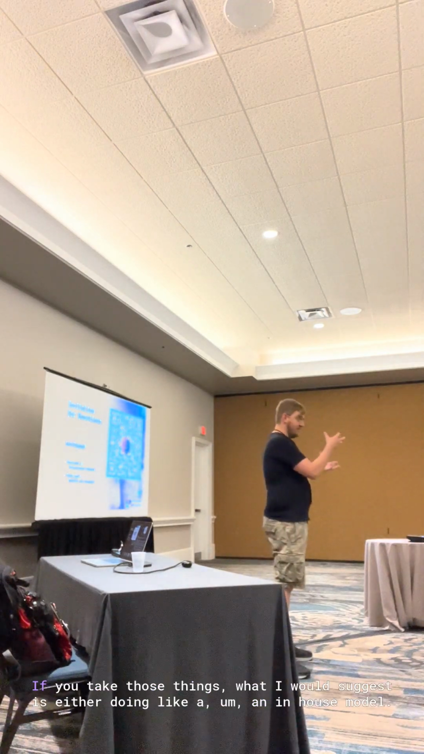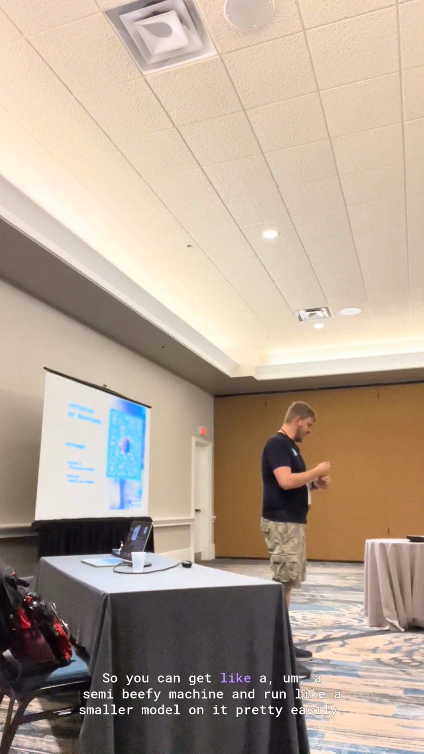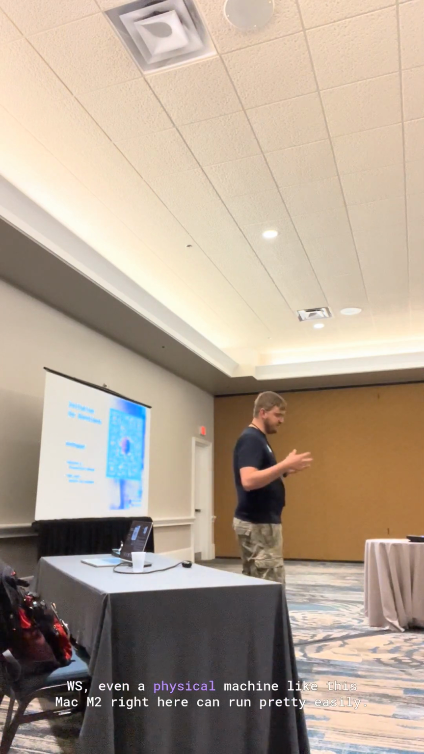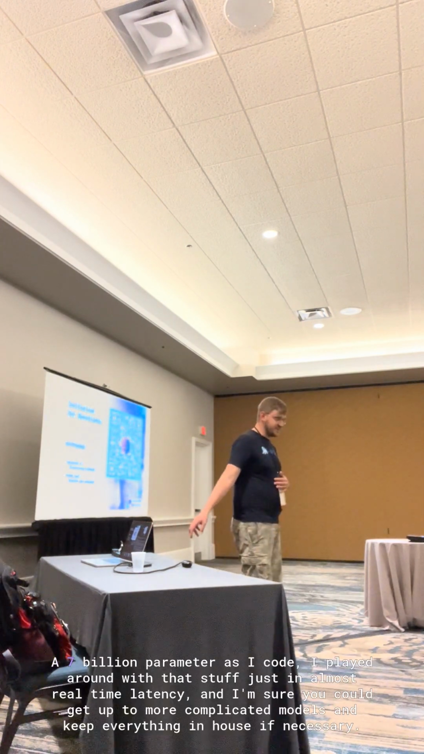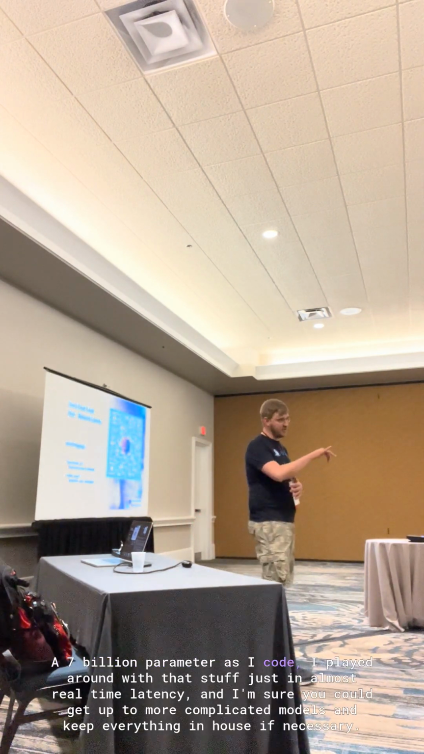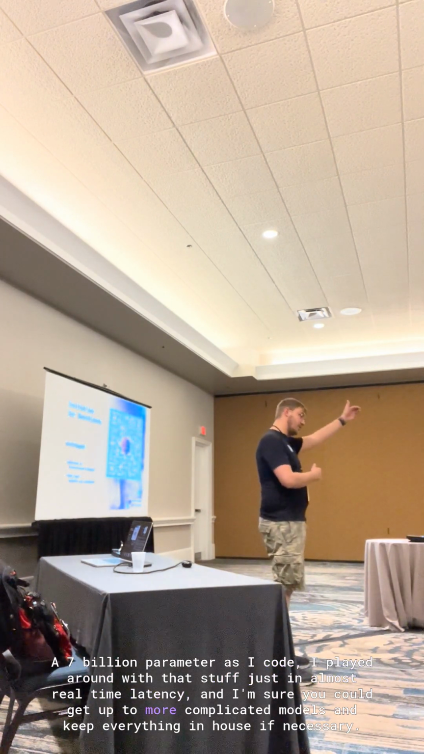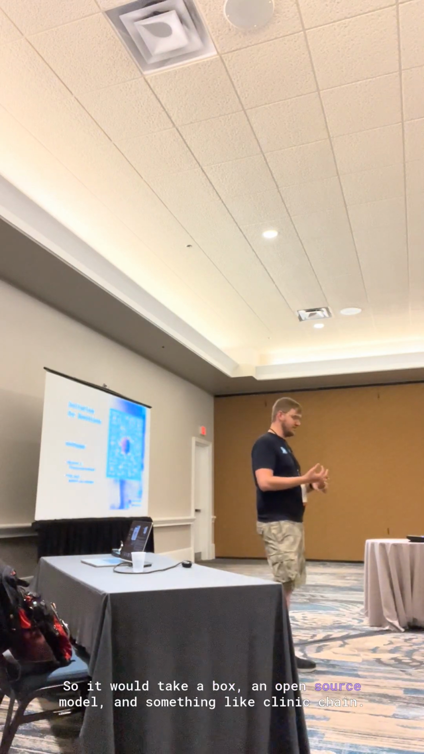But if you take those things, what I would suggest is doing an in-house model. You can get a semi-beefy machine and run a smaller model on it pretty easily in AWS, even a physical machine. Like this Mac M2 right here can run a 7 billion parameter model. As I code, I played around with that stuff in almost real-time latency, and I'm sure you could get up to more complicated models and keep everything in-house if necessary. So it would take a box, an open source model, and something like LangChain.